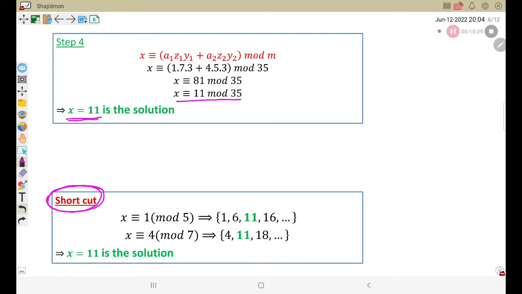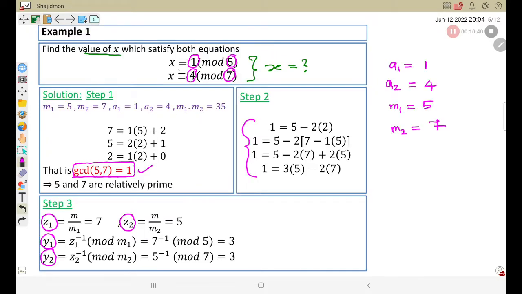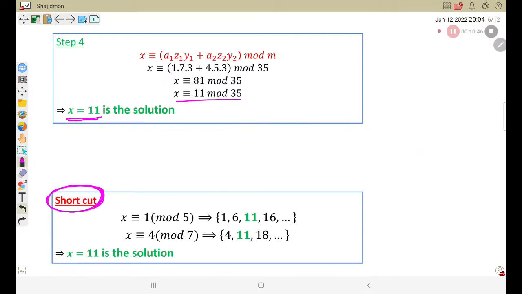So the shortcut method is only for checking whether your answer is correct or not. For example, in this question, the first equation is x congruent to 1 mod 5. The second one is x congruent to 4 mod 7, correct? These are the two equations.